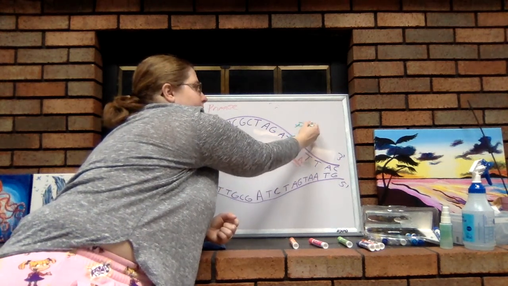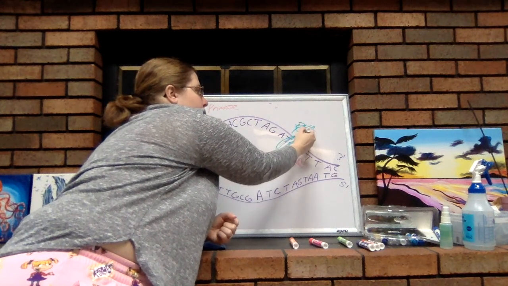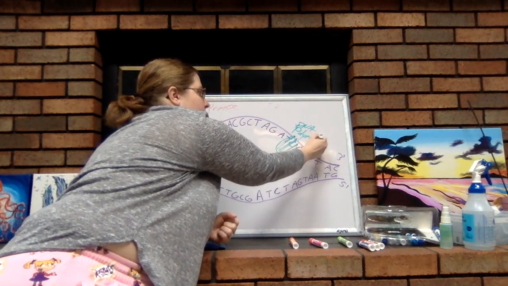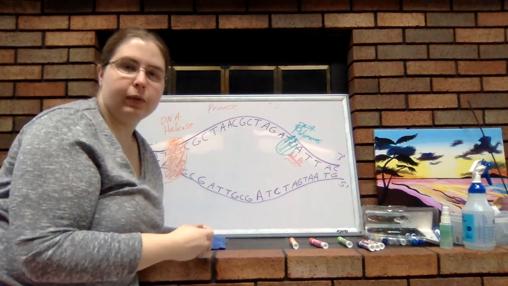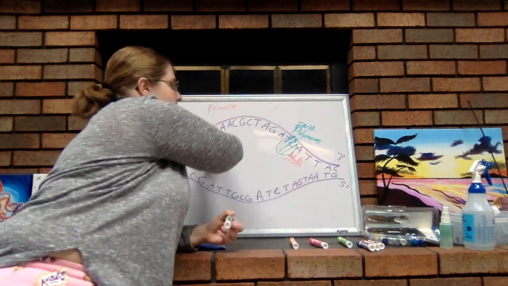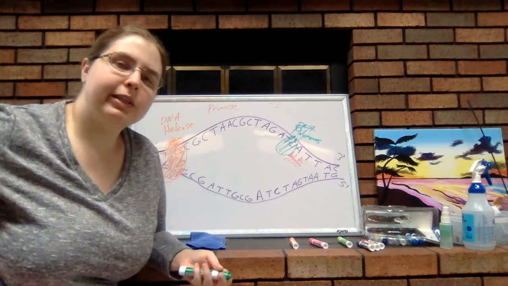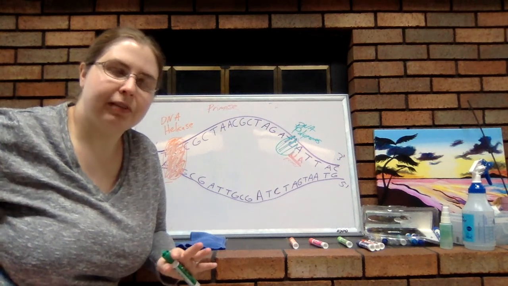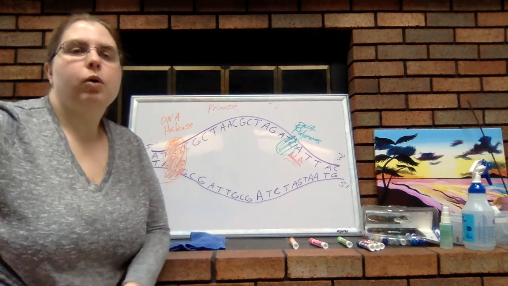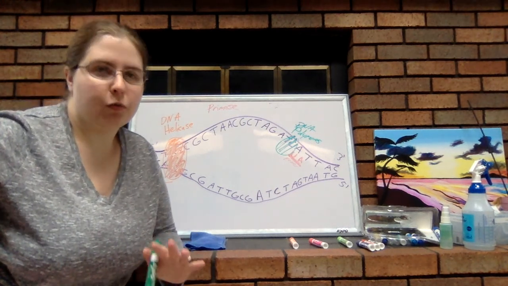That is DNA polymerase. And what it's going to do is move in this direction, because of how polymerase can move. Remember when we were talking about that 3 to 5? Polymerase can only move in a 5 to 3 direction.